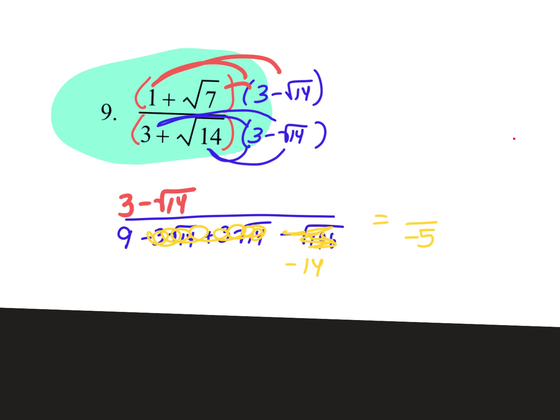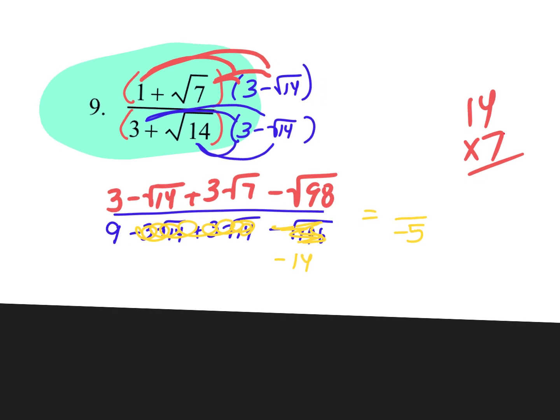What is the square root of 7 times 3? All right, so I'm sorry. Again, what is the square root of 7 times 3? We just write 3 square roots of 7, right? And then what's the square root of 7 and negative square root of 14? Do it. Write down 14 times 7 and do it. 98. Thank you.